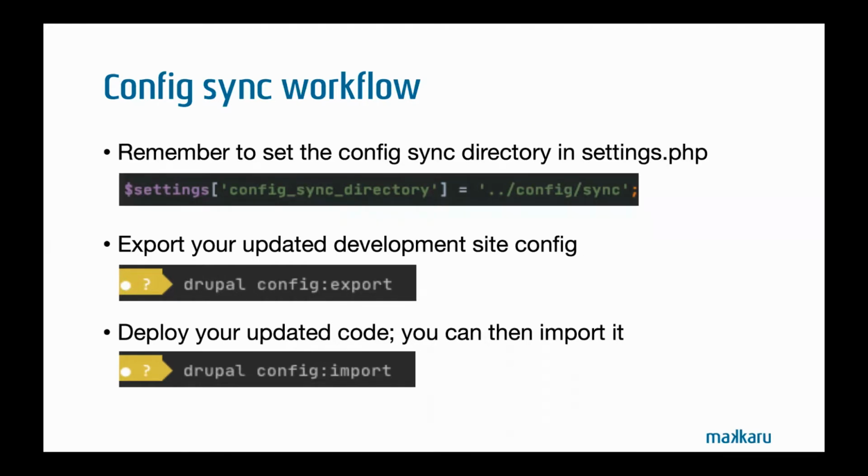You can easily export your updated development site config. So you've installed your development site, you've built a whole pile of things. Drupal config export, that's your Drupal console command, or you can do it through the UI. And of course, you can still use Drush as well. And once you've deployed updated code to another environment, you can then import it. Again, you can do that through the UI, also using Drush or the Drupal console. And we'll take a look at an example of this and the user interface a bit later on.